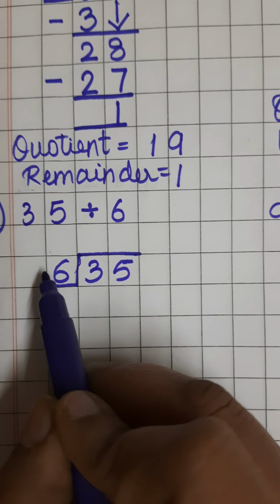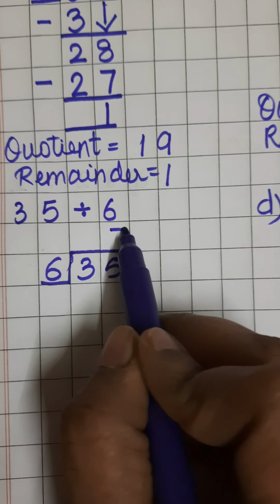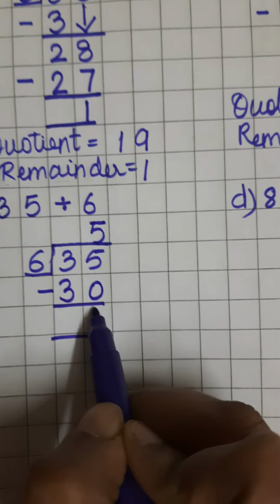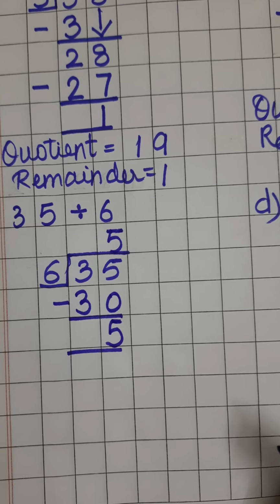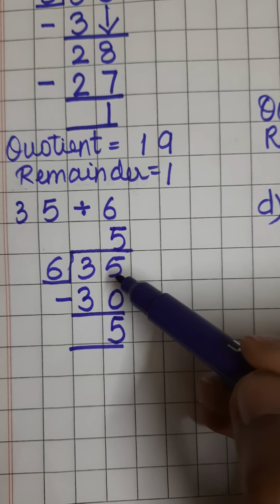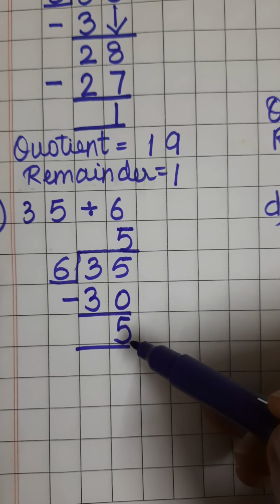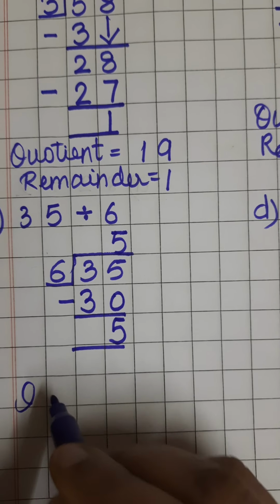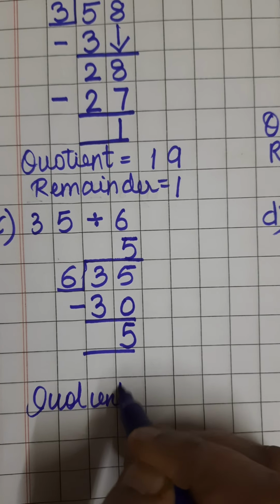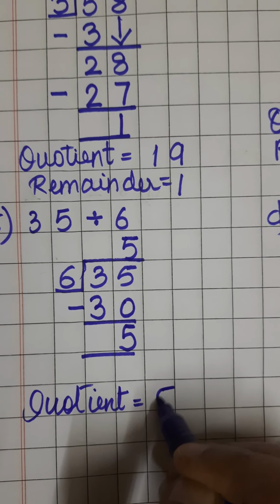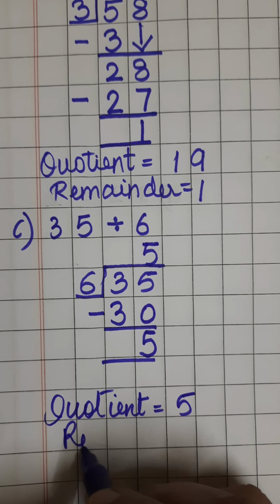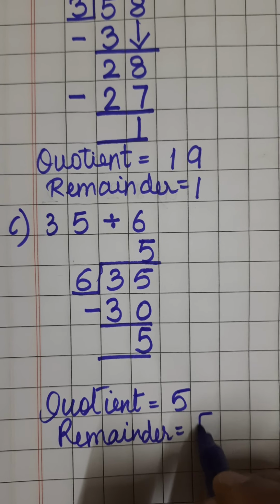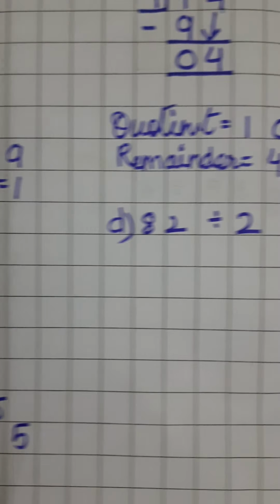Now 35 doesn't come in 6's table, but 6 5s are 30, and when we subtract, 5 is my answer. Now both the digits of the dividend are divided, and this is your remainder. So the quotient over here is 5 and the remainder is also 5. All right.